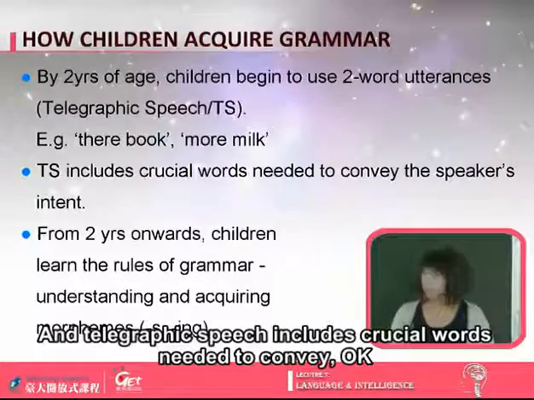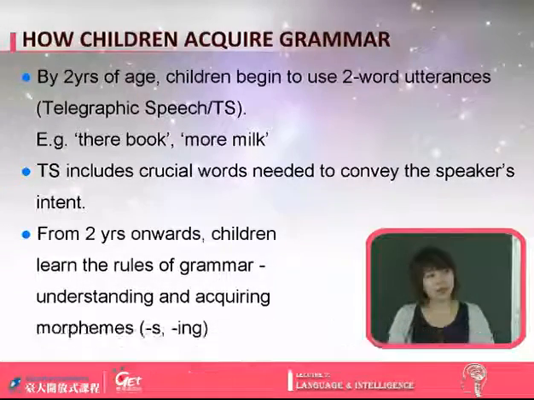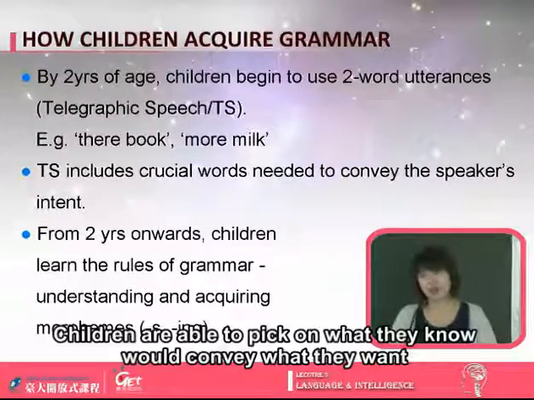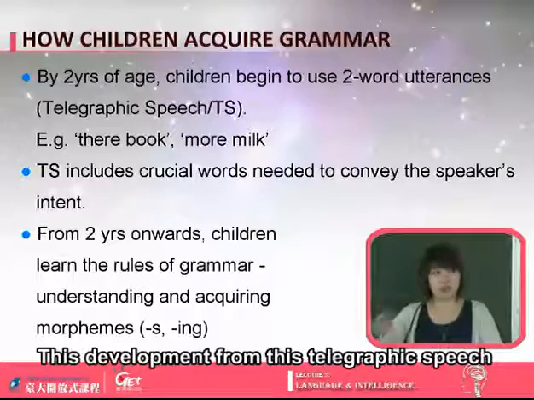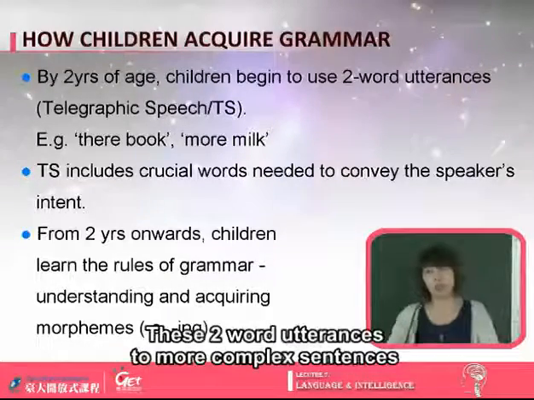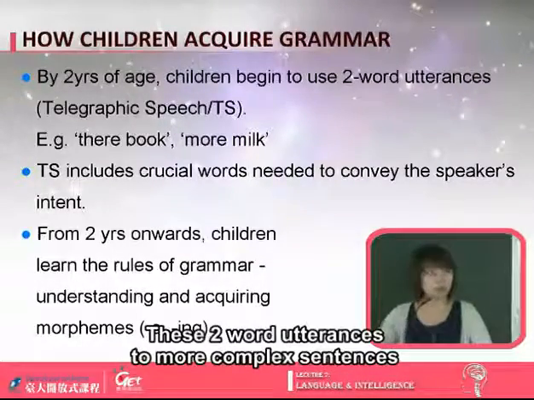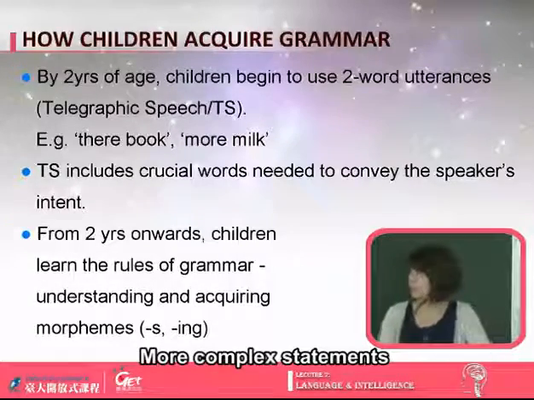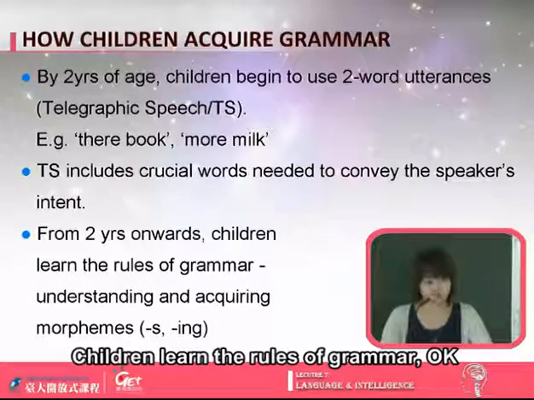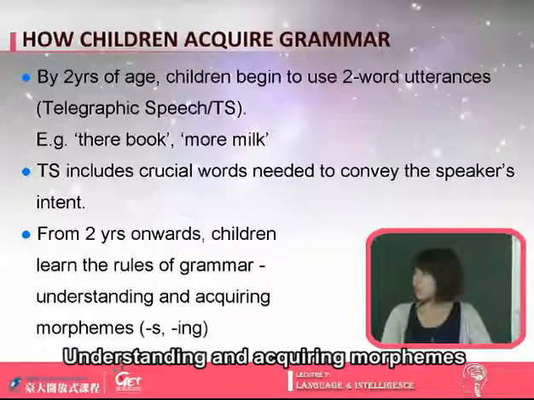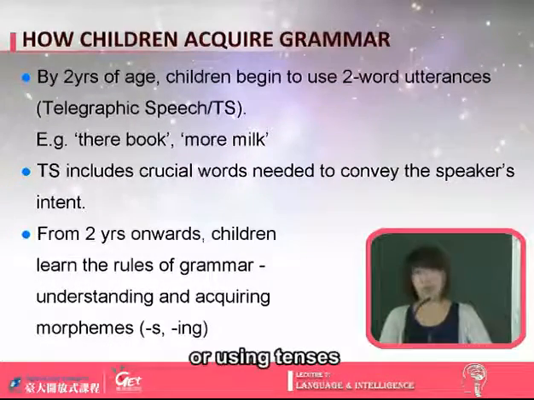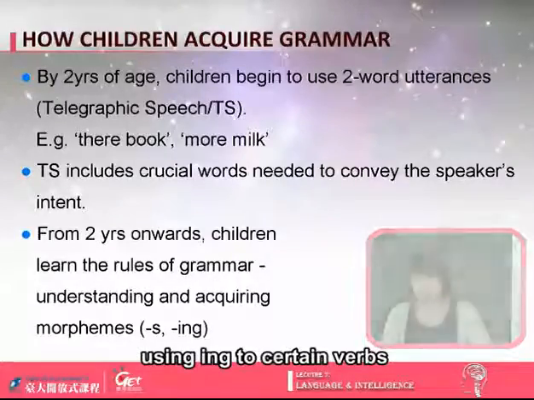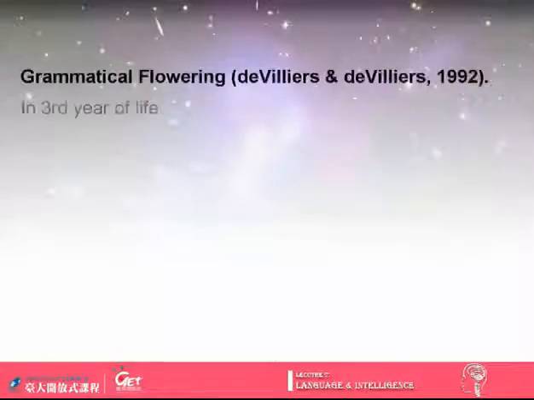Telegraphic speech includes crucial words needed to convey meaning. They're not just random words. Children are able to pick on what they know would convey what they want. And from 2 years onwards, this develops from these 2-word utterances to more complex sentences, more complex statements. Children learn the rules of grammar, understanding and acquiring morphemes, like adding s to things that are plural, or using tenses, using ing with certain verbs.